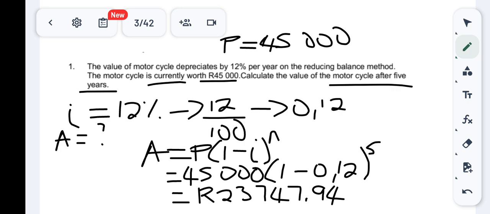As you can see, our original amount, 45,000, is bigger than A. Of course, it's true because A is the scrap value. So 23,747 is our scrap value and 45,000 is our original amount. This is depreciation. You will never get an answer of A that is bigger than the original amount. It has to be less to show that there is a decrease in value.